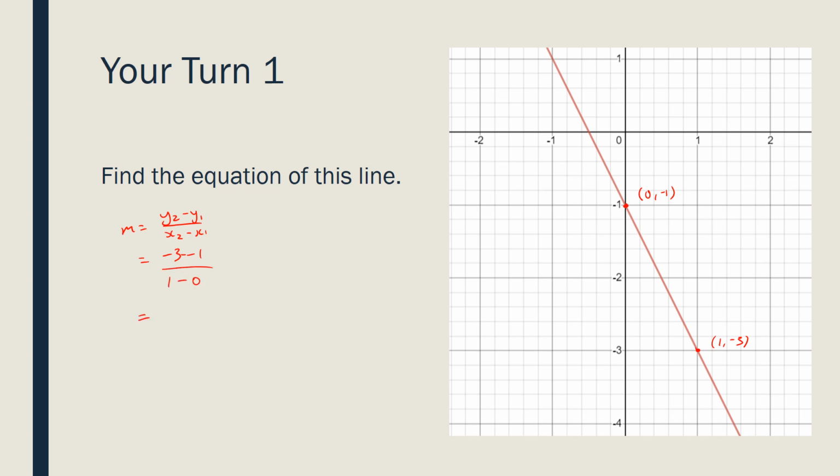Now, minus 3 minus minus 1 is the same as minus 3 plus 1. So we're going to get minus 2 over 1. We can check it's going down 2 and then running 1. So that is our gradient there. We can rewrite that as minus 2. Our y-intercept is easy to find. It crosses at minus 1. So we're going to get y equals minus 2x minus 1. That's the final answer.